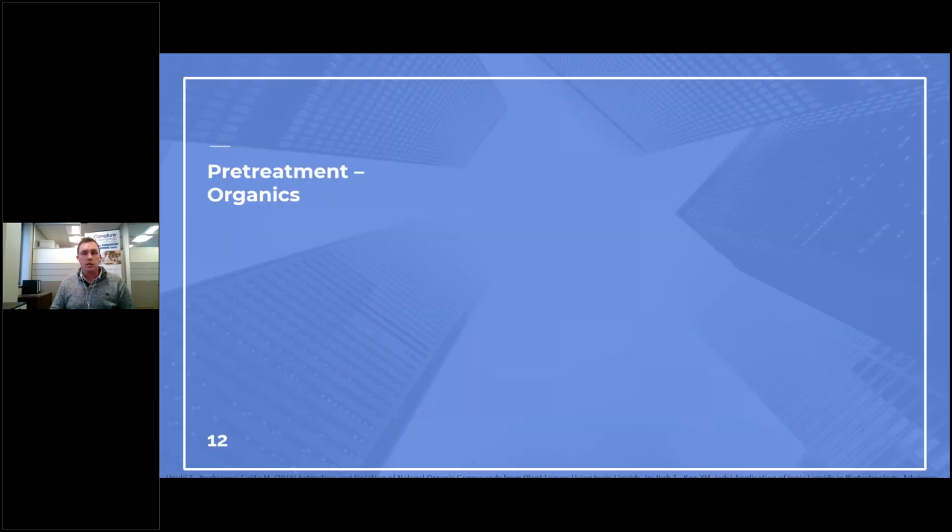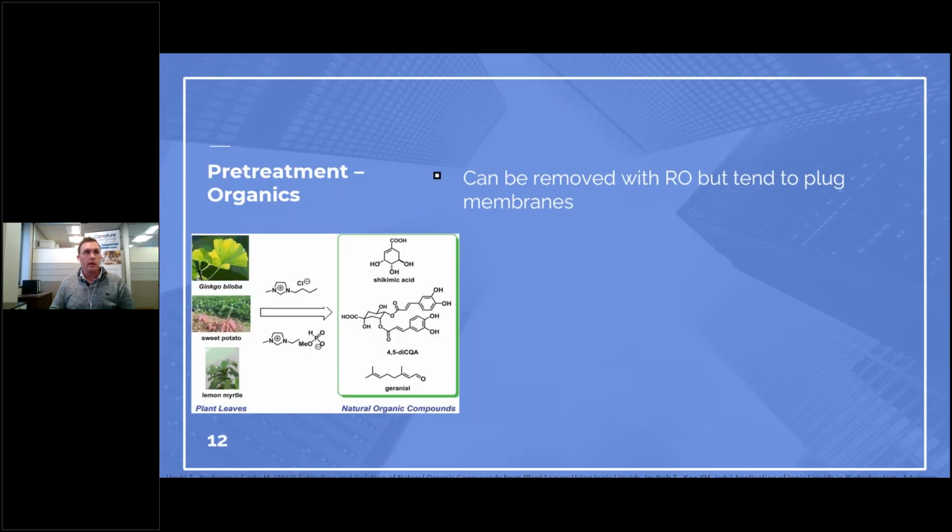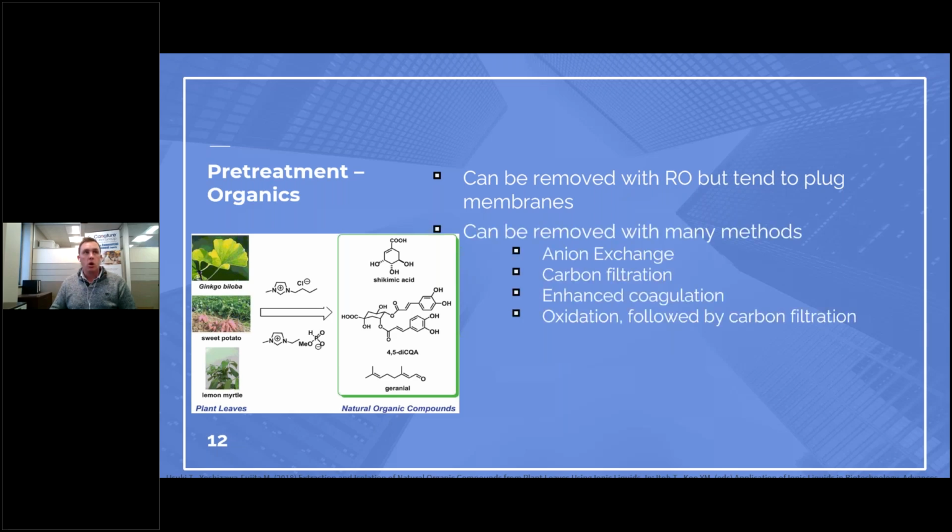In terms of organics, there's a couple of different ways to go at it. Some people are pretty convinced, and go by this successfully, that they'll actually remove organics with ROs. We tend to lean away from that only because organics tend to gum up your membranes. So we like to remove them ahead of time. We can do it in a bunch of different ways, as we kind of talked about.